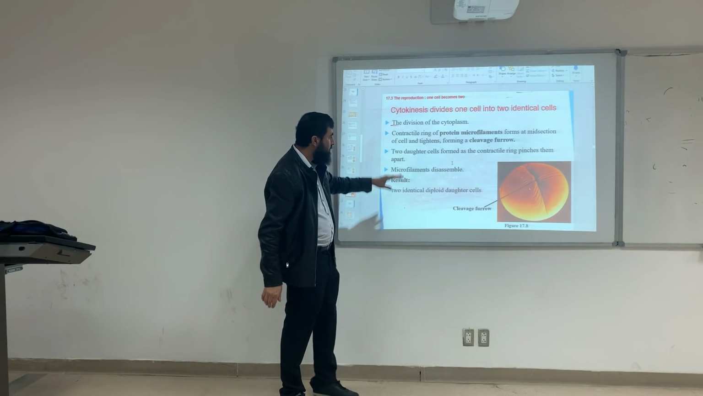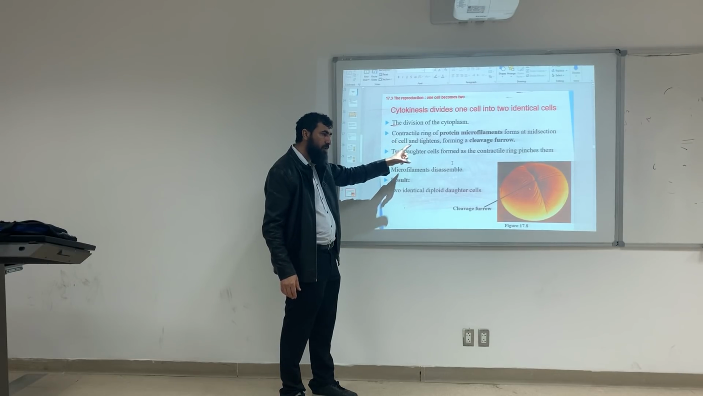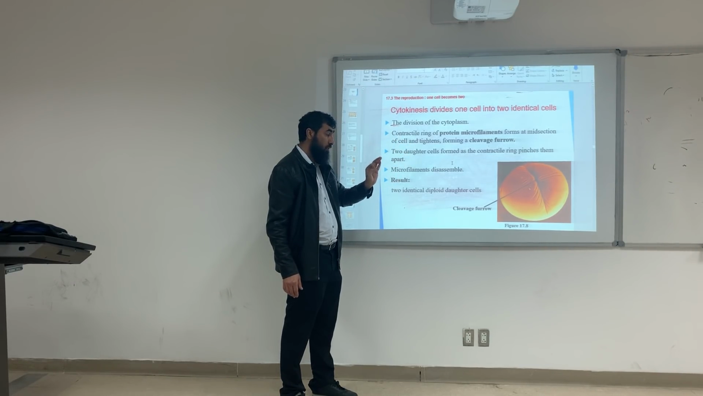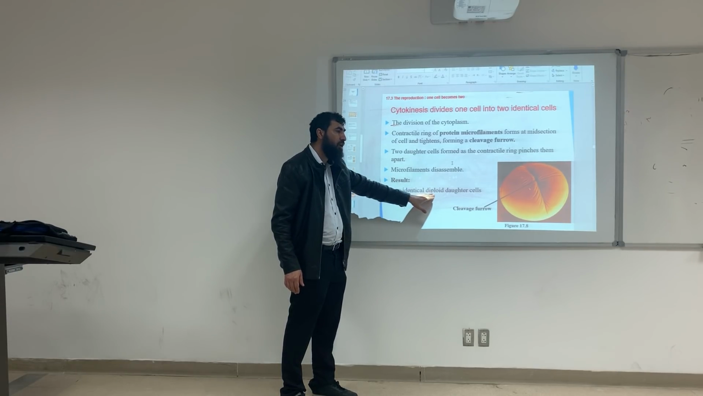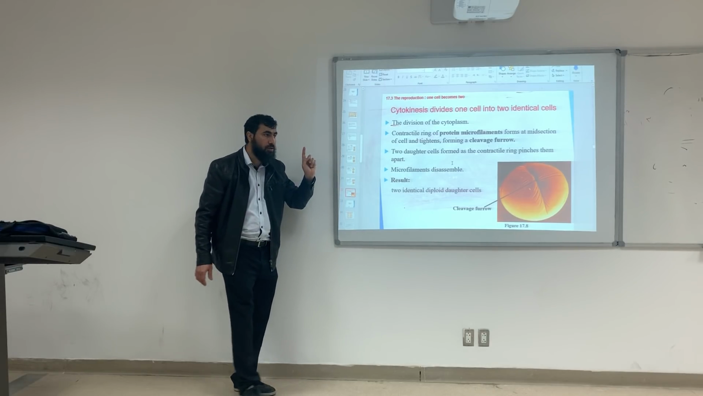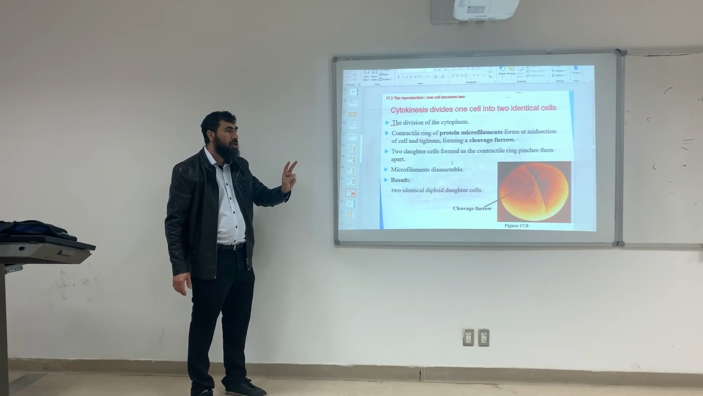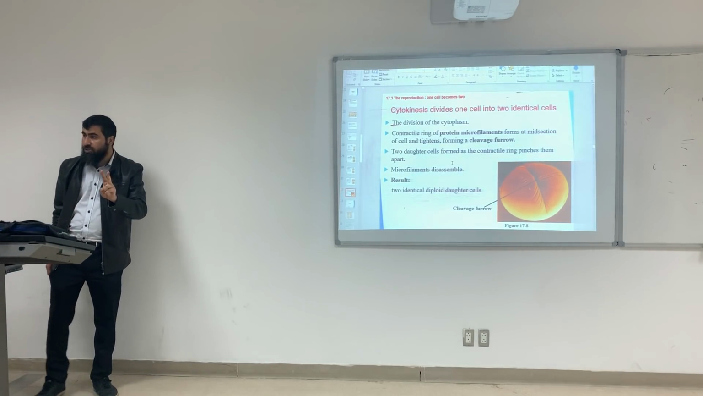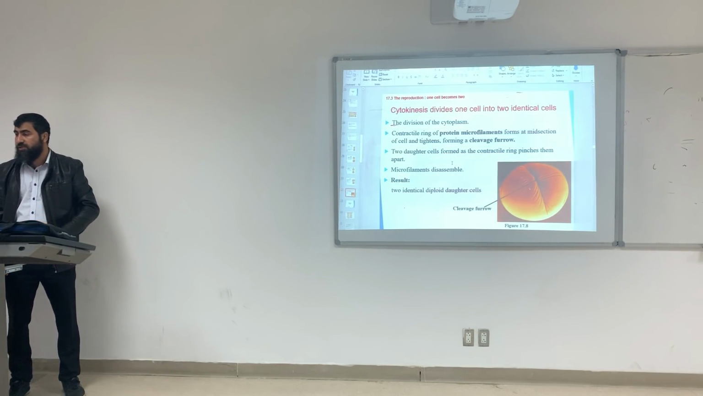What you need to know is the microfilaments are forming the cleavage furrow, and that's what's separating the cytoplasm. So in the end, you have identical diploid cells. You start with diploid cells, and in the end, you have identical diploid cells. So mitosis gives identical diploid cells.